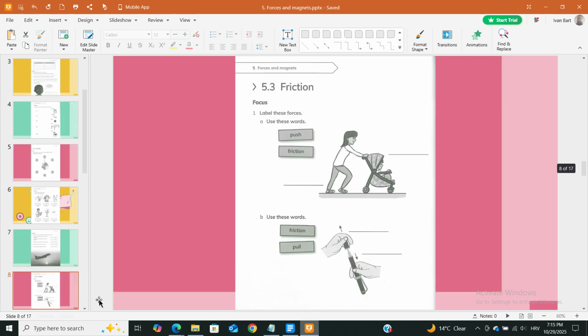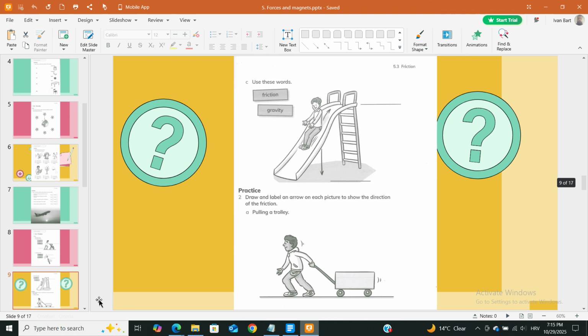5 Forces and magnets. 5.3 Friction. Focus. 1. Label these forces. A. Use these words: push, friction. B. Use these words: friction, pull. C. Use these words: friction, gravity. Practice. 2. Draw and label an arrow on each picture to show the direction of the friction.